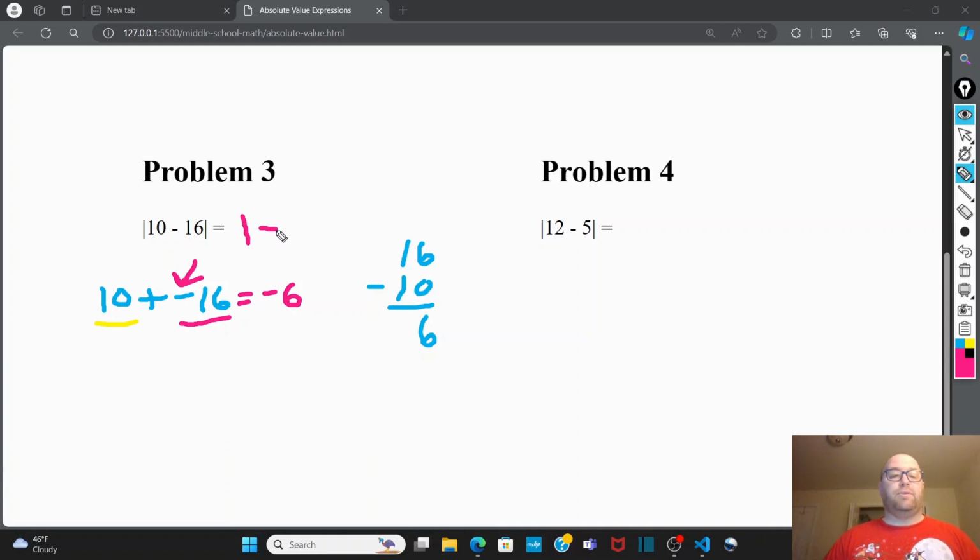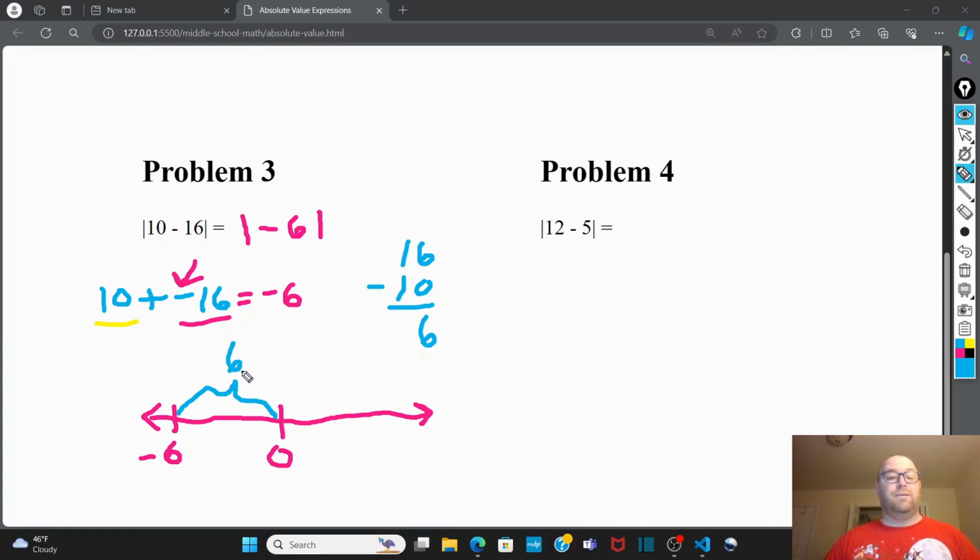So we now have the absolute value of negative 6. Now we have to ask ourselves, how far away on the number line is negative 6 from 0? So we have 0 here. We have negative 6 here. How many units is negative 6 away from 0 on the number line? It is 6 units away. All right, so the absolute value of negative 6 is going to be 6.